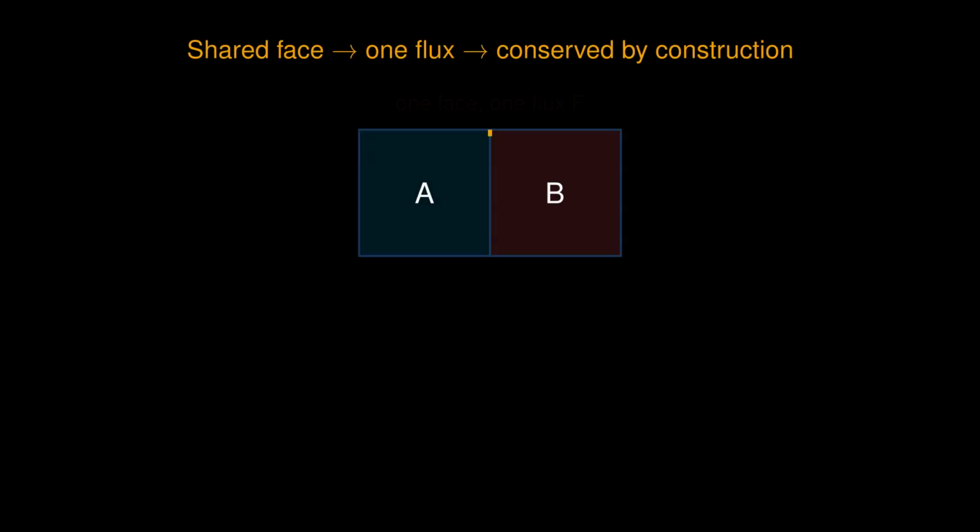Now here's the part that makes the method work. Take 2 cells sitting side by side. They share a face. The flux leaving the left cell through that face is the exact same number as the flux entering the right cell, because it's one face, one flux, computed once and handed to both. So whatever the left cell loses, the right cell gains. Nothing is created or destroyed at that interface.